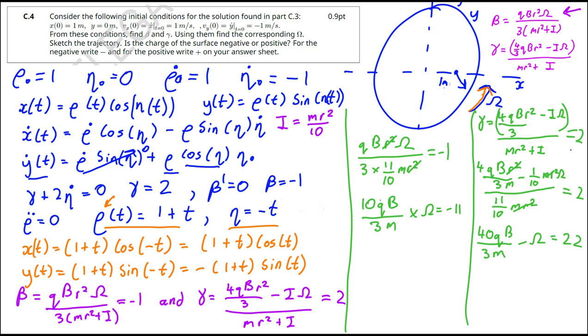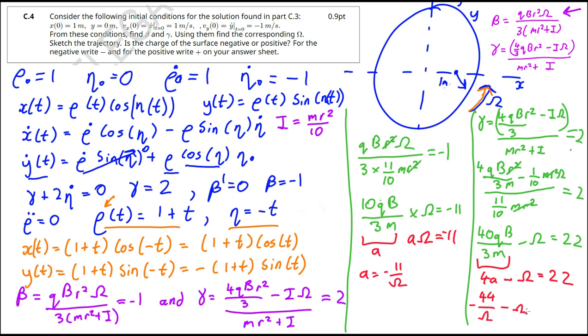Now, just to simplify things a little bit, I'm going to call this A. So that means that this here is just equal to 4a. And so I can rewrite my equation on the left hand side: a omega equals minus 11, and this one here is 4a minus omega equals 22. From the first equation I can get that a is equal to minus 11 over omega, and I can substitute that into my right hand side, so I get 44 over omega minus omega equals 22.